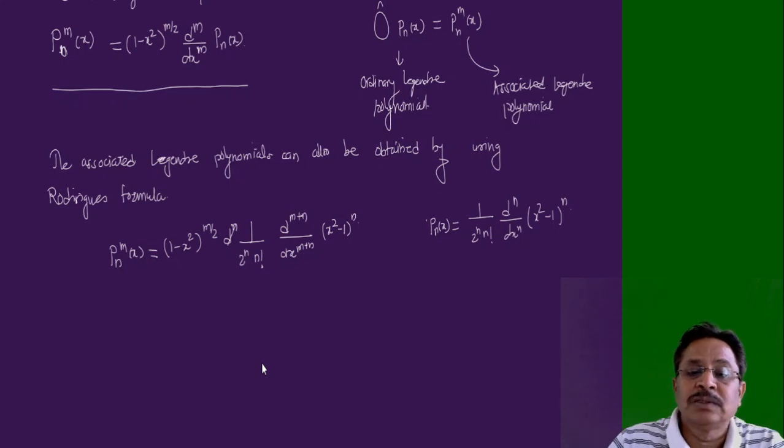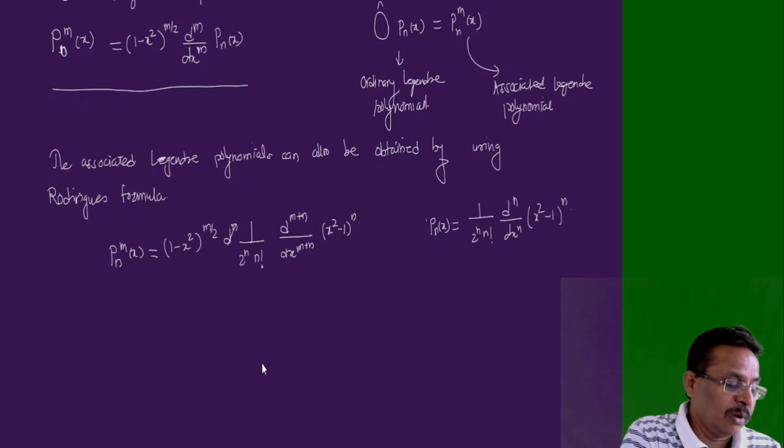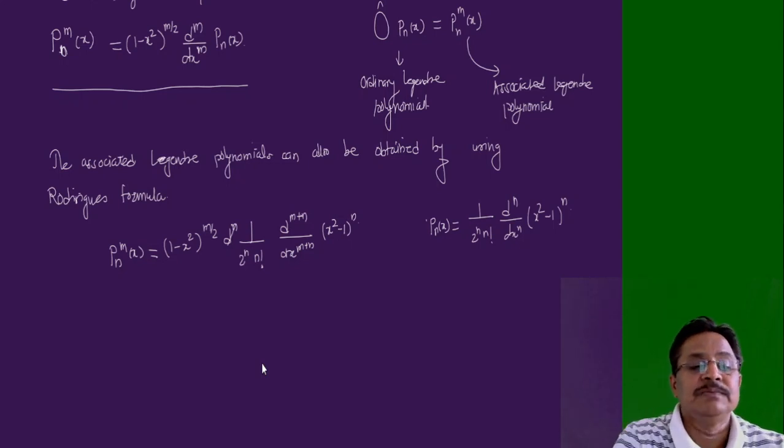Here the differential was d raised to n divided by dx raised to n. This time it is d raised to m plus n divided by dx raised to m plus n. Otherwise the form of the two formulas is the same. So we can operate this and get such associated Legendre polynomials very easily. Can we obtain one or two? Let's try using this.